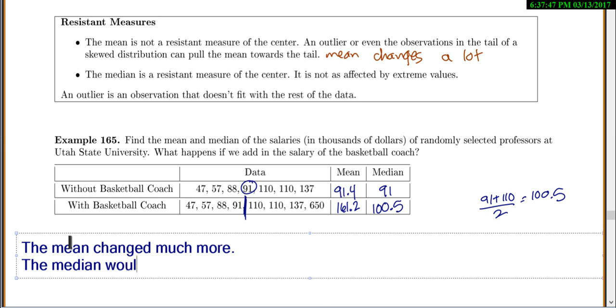And the median would be a better measure of what you might call the typical value. So if you were trying to tell people kind of what might you expect to get as a salary at USU, the $91,000 is probably going to be a much better way to measure what the typical person is getting, because not very many people get the basketball coach salary.